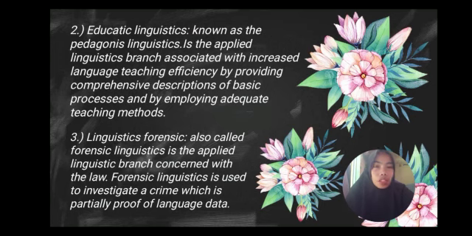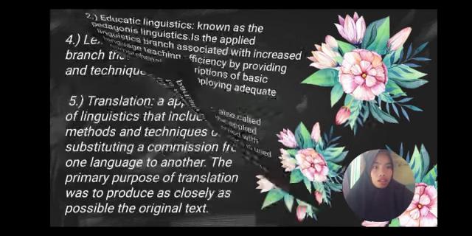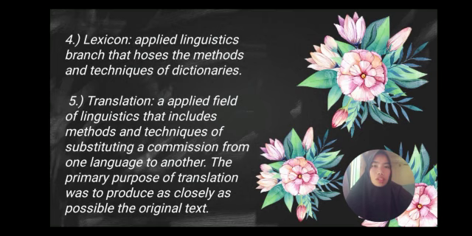Number 3, forensic linguistics, is the applied linguistic branch concerned with the law. Forensic linguistics is used to investigate a crime, in which language data is partially proof. Number 4, lexicography, the applied linguistic branch that covers the methods and techniques of making dictionaries.